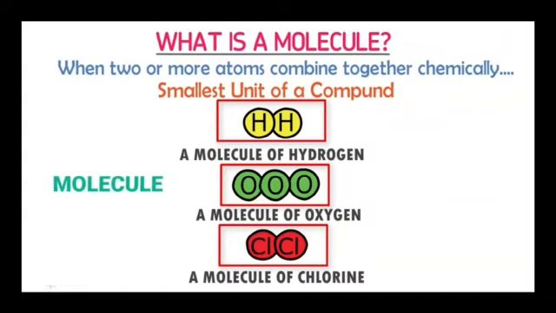A few examples: when hydrogen atoms combine together chemically, we call it a molecule of hydrogen. In the same way, when three oxygen atoms combine together chemically, we call it a molecule of oxygen, that is ozone, O3. Here, a question may arise.